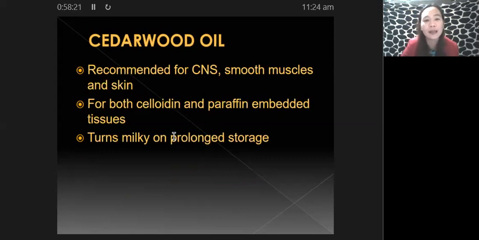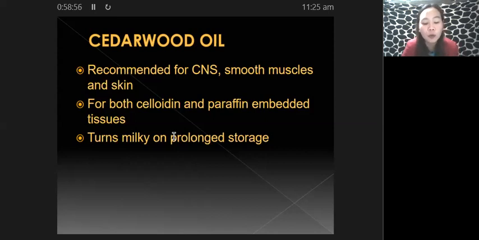The advantage of that is since it is very slow, it causes minimal tissue shrinkage. Okay, so that's the good thing about it. And since it causes minimal tissue shrinkage, it can be used for delicate samples such as in the case of your central nervous system tissues. It can also be used for smooth muscles and for skin samples.